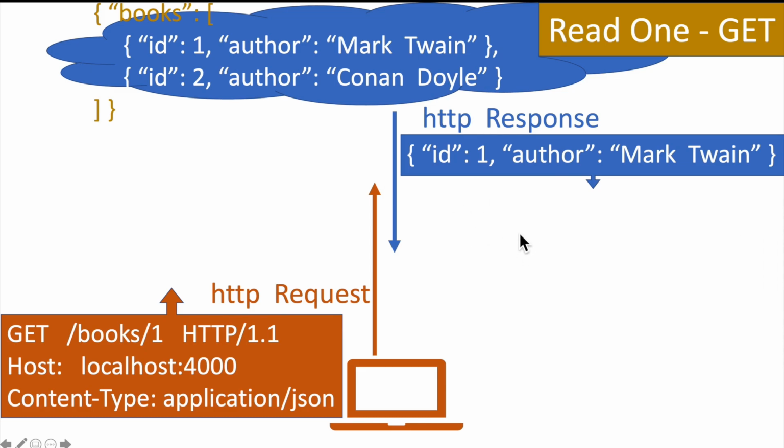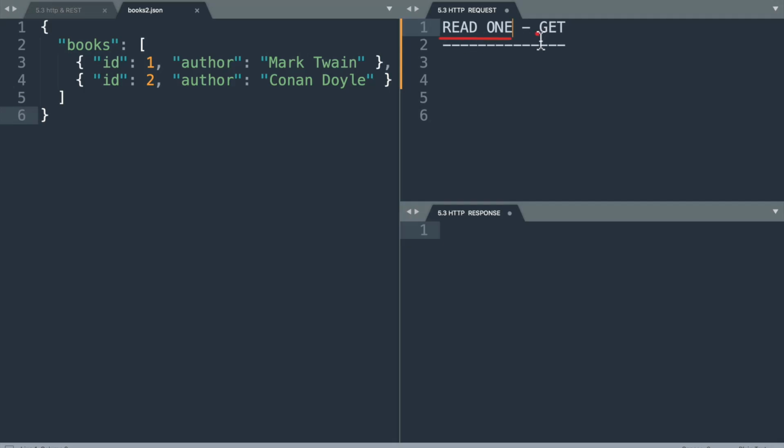Let's write this by hand also. So we want to read one record, so we have to use the GET operation, because to read or retrieve records, we need to use the GET HTTP request method. So I'm going to write GET, space, the path will be /books/1 if we want to retrieve the book record with ID 1, and then we have to specify the HTTP version. So I'll write HTTP/1.1. So we have written our request line now.